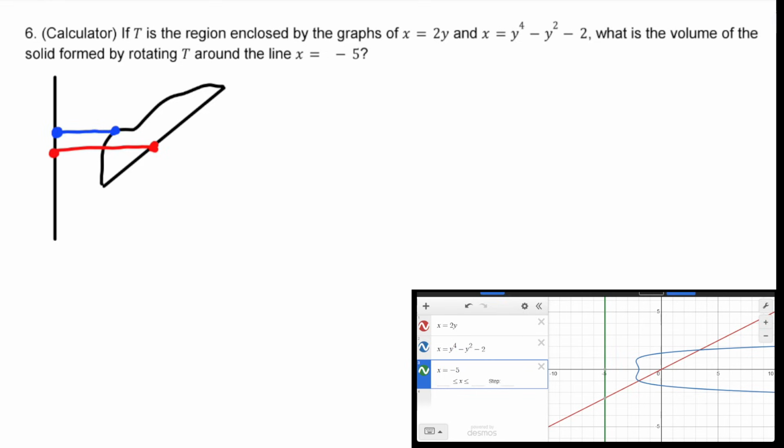All right, so on the right, this is x equals 2y, the line segment, and then this right edge is going to be x equals y to the 4 minus y to the 2 minus y. And then on the left, we have x equals -5.